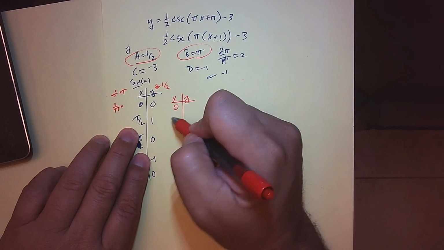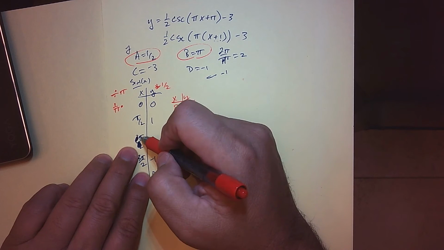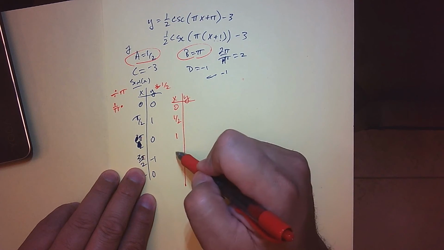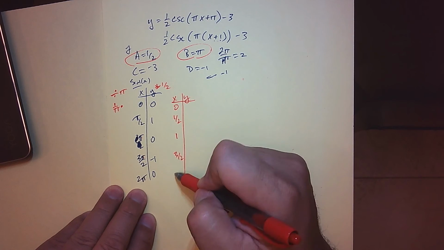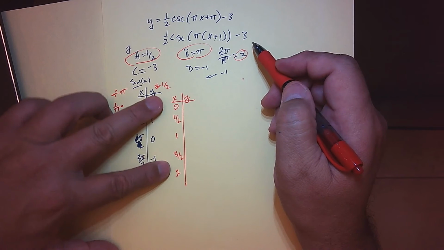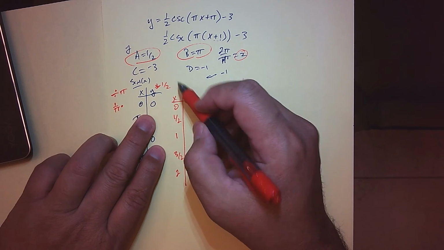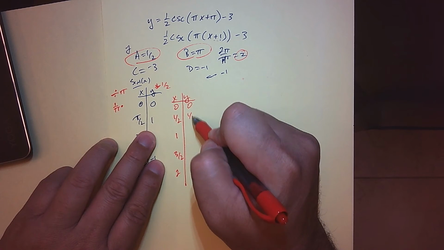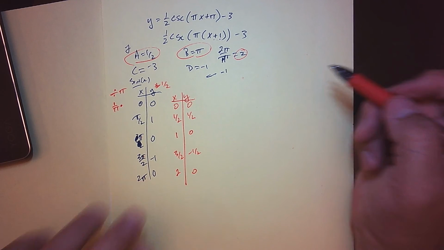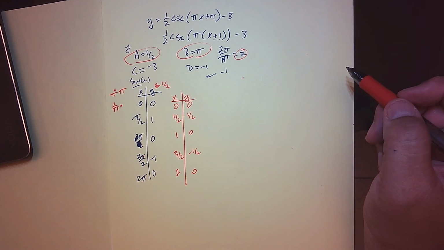So when I do that, we get 0. The pi's cancel out, leaving us with 1/2. The pi's cancel out, leaving us with 1. The pi's cancel out, leaving us with 3/2. The pi's cancel out, leaving us with 2. So you can see our period is from 0 to 2. Along the y-axis, we have 0, 1/2, 0, negative 1/2, and 0. So there's basically the A's and the B's.